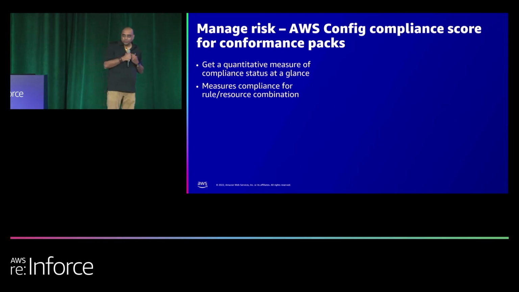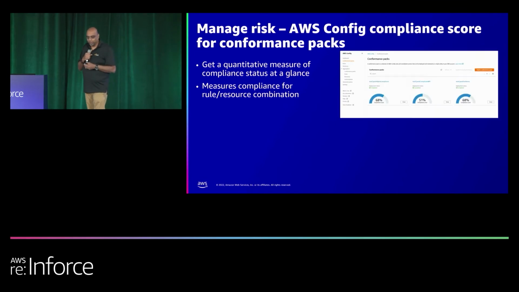So yesterday we launched this feature called Compliance Score for Conformance Pack, where you can get quantitative data of your compliance for a Conformance Pack. So how are we measuring this data? Going with the same example that I gave: I have 10 rules in my Conformance Pack, and let's say I have 2 resources that are applicable to all these 10 rules.